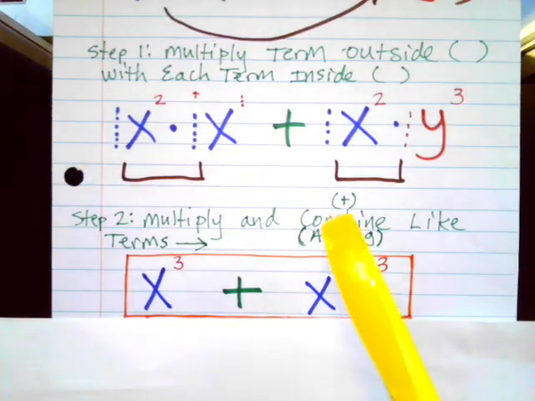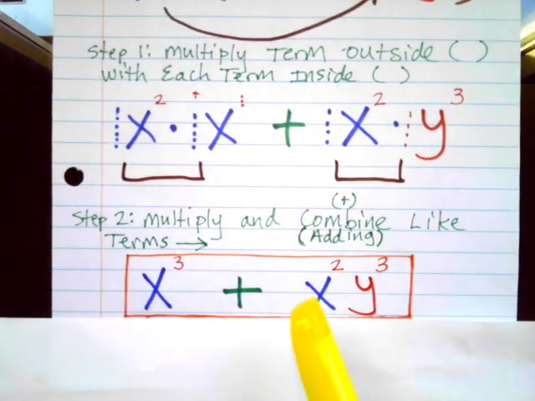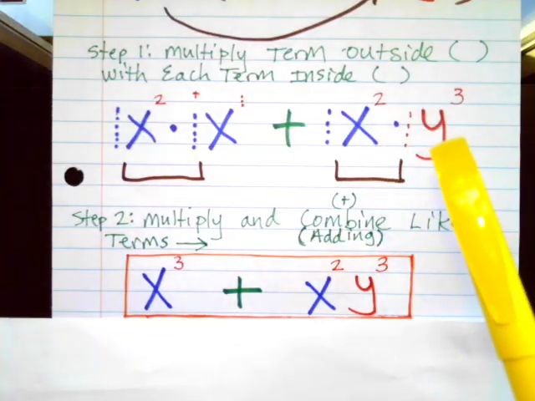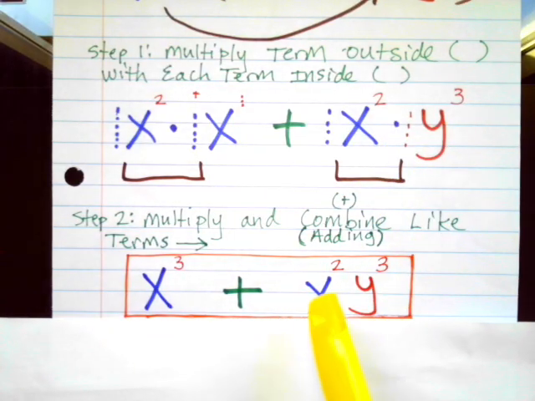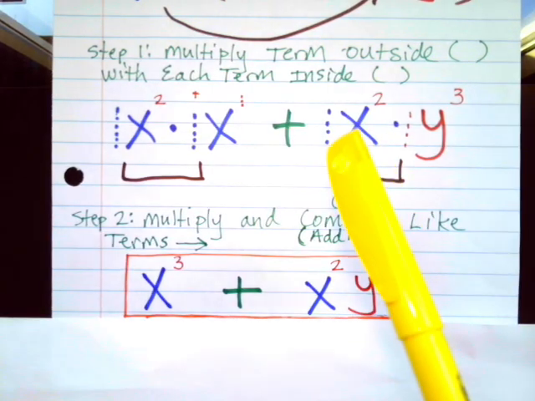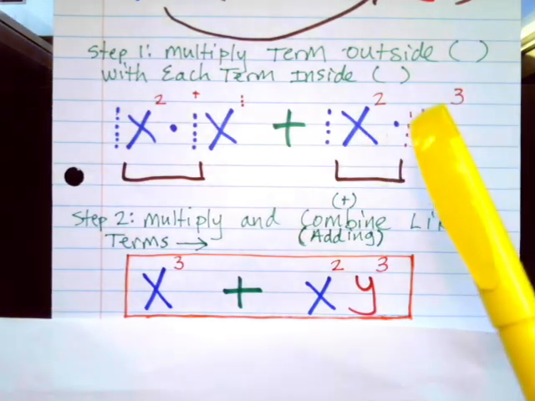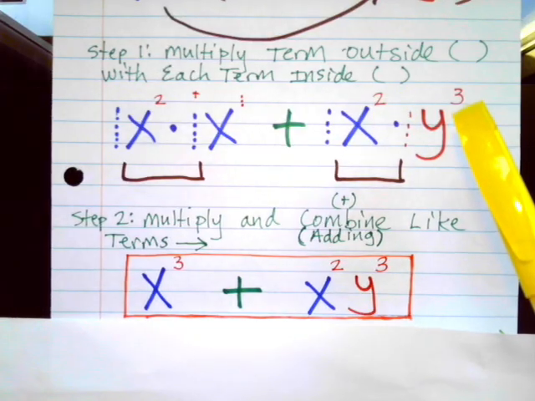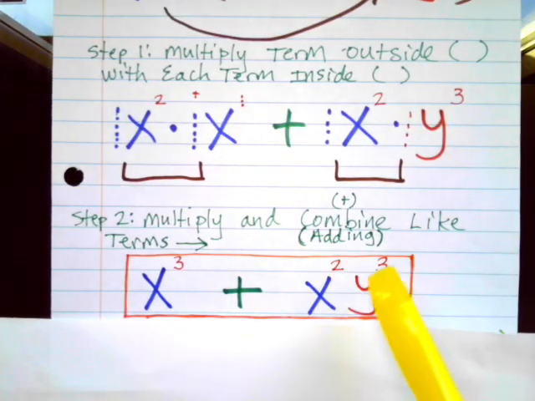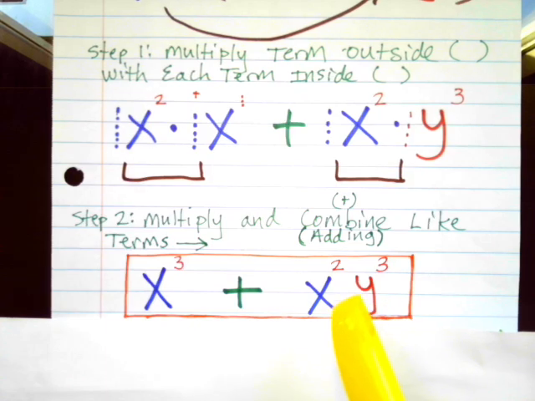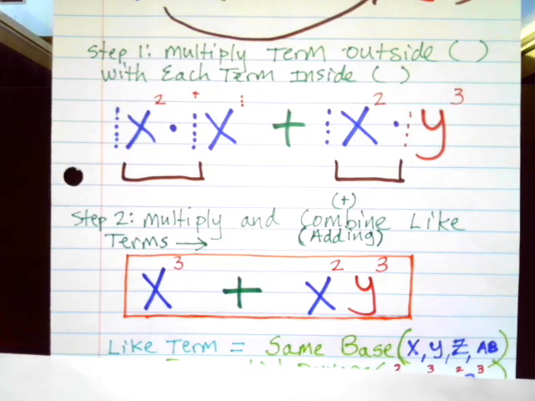Plus 1 times 1 is 1. XY is attached through multiplication. Remember, any terms together means multiply. And since these are not the same variables, we're not going to add these exponents. We're just going to rewrite them attached to their same variables or letters. X has the power of 2. Y has the power of 3. We're just going to leave it there. This term has been simplified.